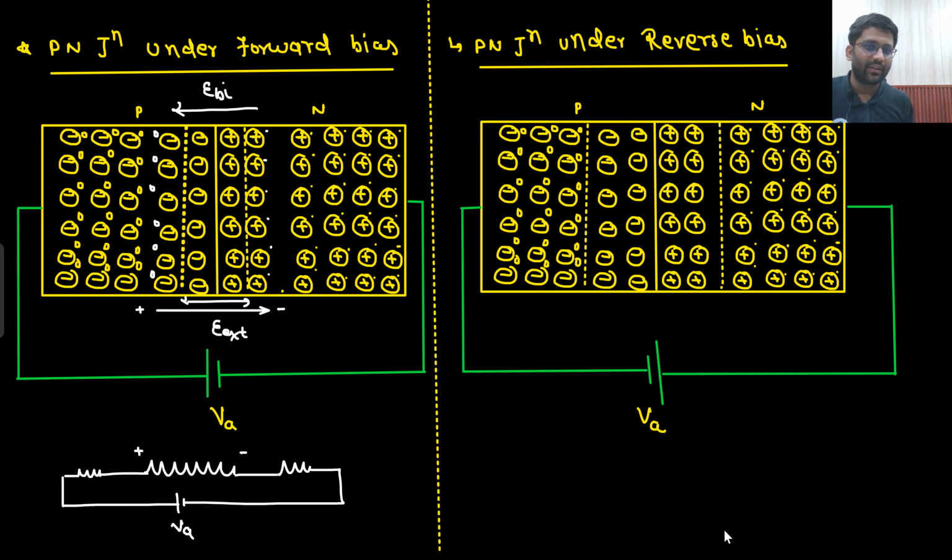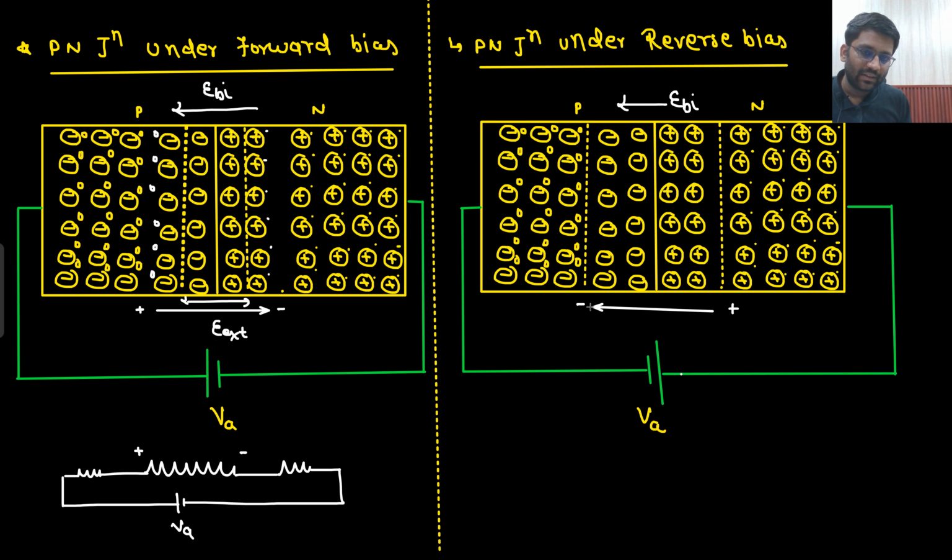In reverse bias, what will happen? Sir, the built-in electric field was already in this direction. Now this part would become positive and this part would become negative. Why did I make it positive here and not there? Because I told you this particular part is neutral, so it will have a very low drop. Whatever positive potential you get here, the same positive potential you will get here. Whatever negative potential you get here, the same negative potential you will get here.